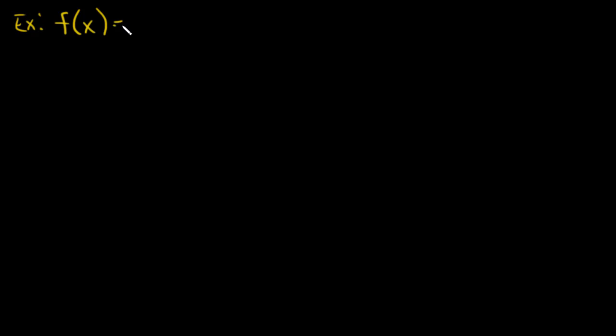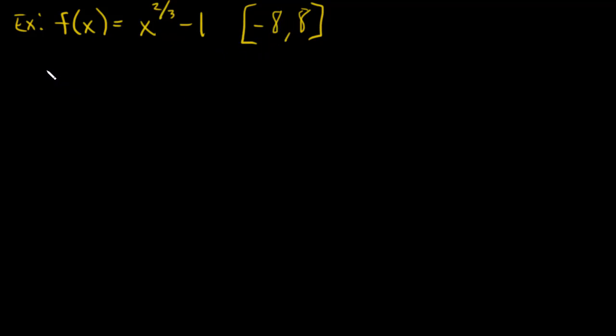Let's do f of x equals x to the 2/3 minus 1, and the interval will be -8 to 8. Can we use Rolle's theorem to guarantee there is a value between these two values that has a slope of 0? Well, first off, let's see what y values we get when we plug this in.